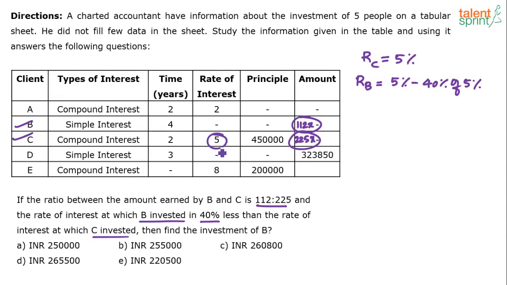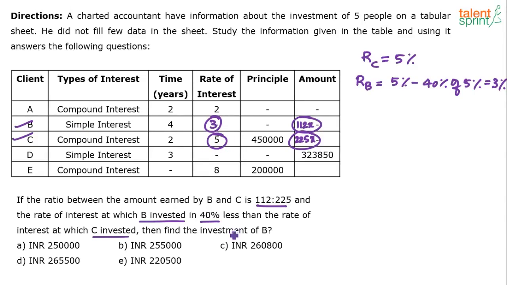C's investment is 5% per annum. B's rate is 40% less than the rate of C. So 5% minus, see, you cannot take 5% minus 40%, that's not ideal, right? You take 40% of 5% and subtract it, as the rate is 40% less than that rate. 40% of 5% is 2%. Yes or no? 40% of 5% is 2%. So 5% minus 2% comes out to be what? 3%. So indirectly what he has given us is that the rate at which B has invested is 3%. If C is 5, then B is 3.